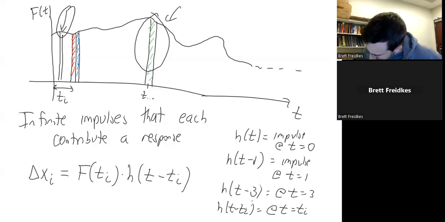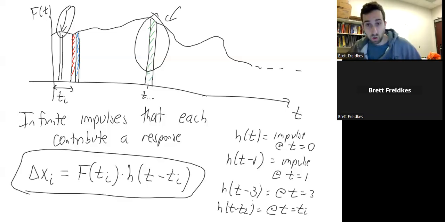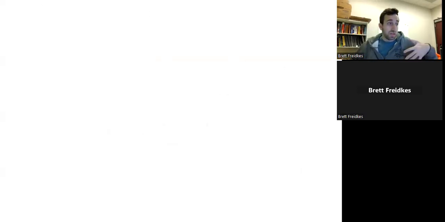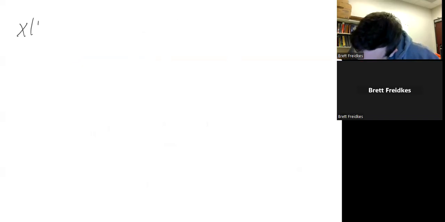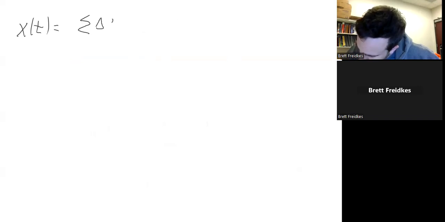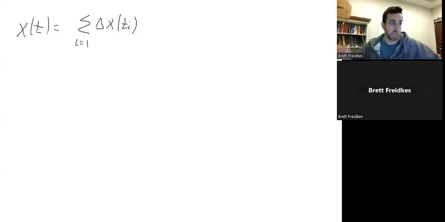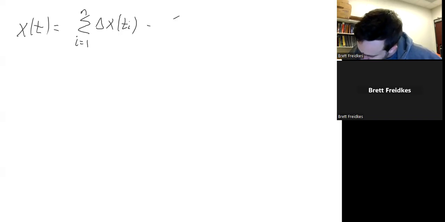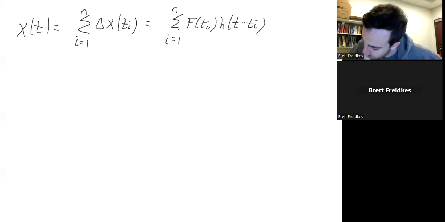But this is the contribution from one impulse. What I want to do is get all the impulses. So what we'll do is we will say that our total response is the summation of all those impulses, delta x, from i equals 1 to how many impulses we have. We rewrite this in terms of what our definition of delta x was. That's going to be the force at ti times h of t minus ti.